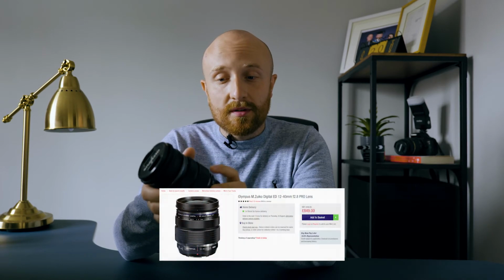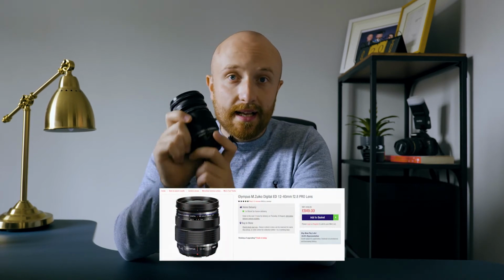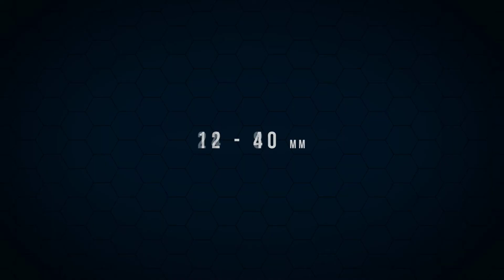For instance, this is a lens that's designed for usage on a Micro Four Thirds sensor. This is the 12 to 40mm f2.8 lens by Olympus. And if at this point you're already getting the hang of how crop factors work, this results in a full frame equivalent view of 24 to 80mm, because you're multiplying the 12 to 40 by 2. So 12 times 2 is 24, and 40mm times 2 is 80.